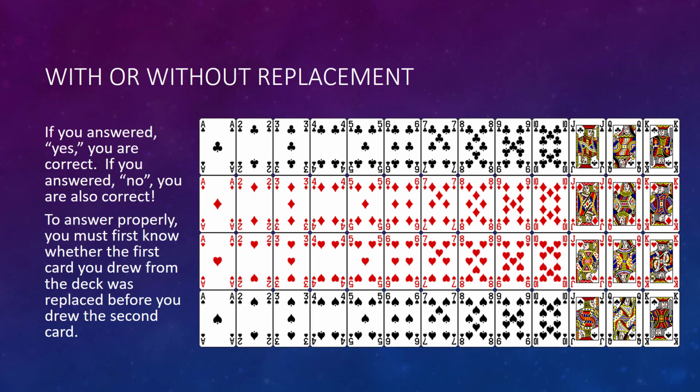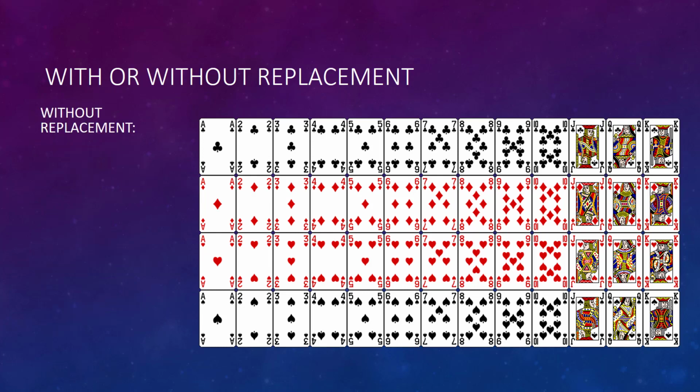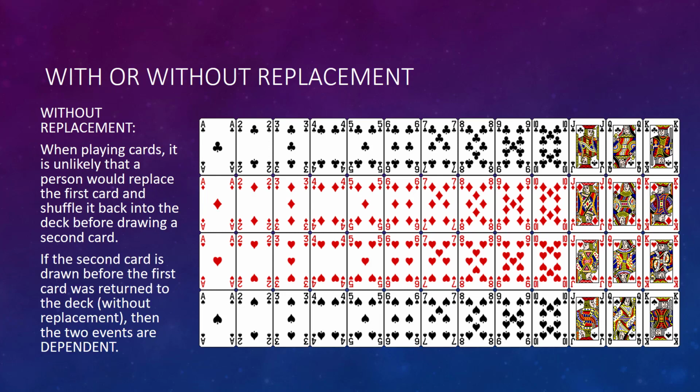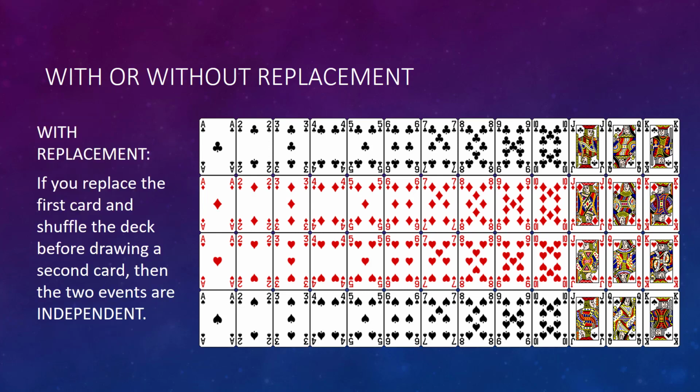To answer properly, you must first know whether the first card you drew from the deck was replaced back into the deck before you drew the second card. When playing cards, it is unlikely that a person would actually replace the first card and shuffle it back into the deck before the second card is drawn. If the second card is drawn before the first card was returned to the deck, i.e., things were done without replacement, then we say that the two events are dependent. With replacement. If, however, you replace the first card and shuffle it back into the deck before drawing a second card, then we say the two events are independent.